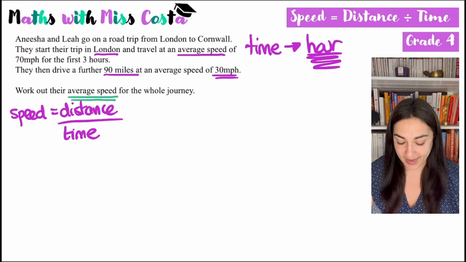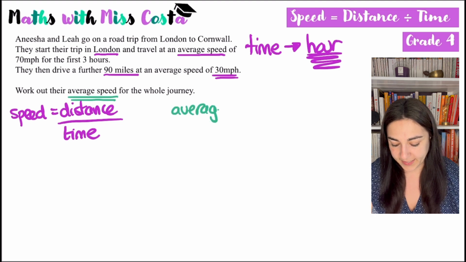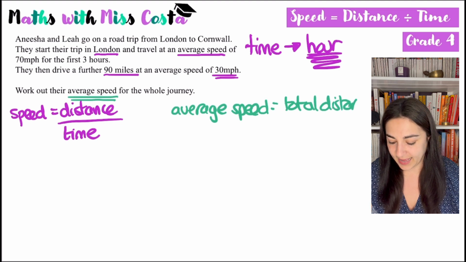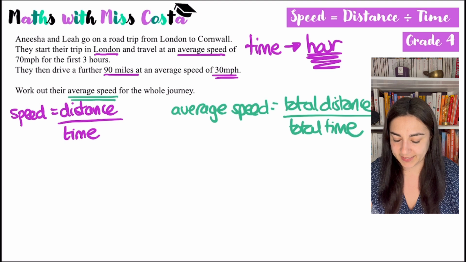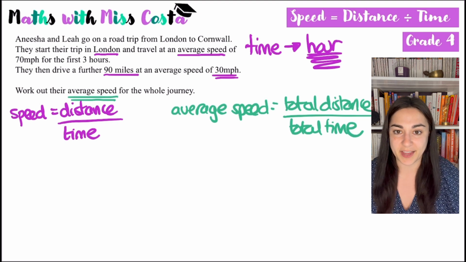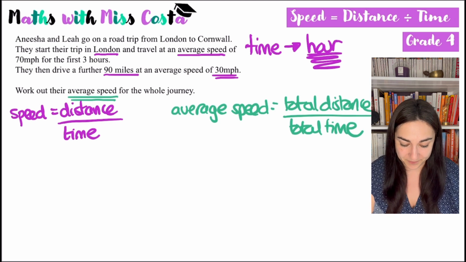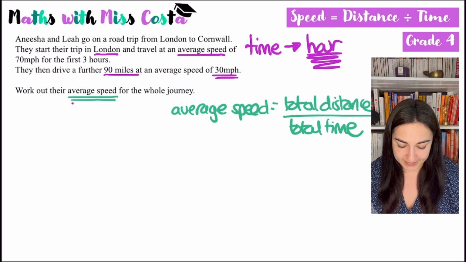Okay, so to work out average speed, what I need to do is work out the total distance and divide that by the total time. People always get confused with this and they just think, oh, I'll just add the 2 speeds together and divide by 2. Nope. No, we need the total distance and the total time. So let's figure out the missing pieces.